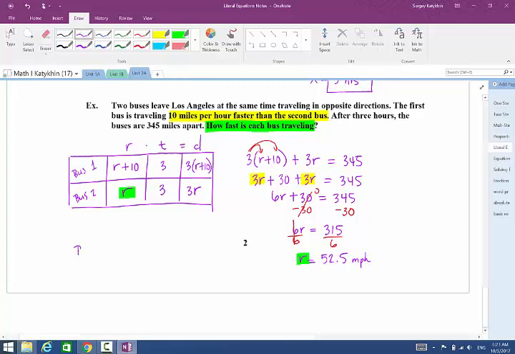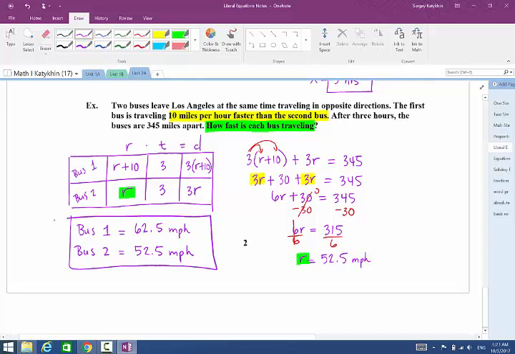So bus 2 is going 52.5 miles per hour. However, bus 1, remember from the problem, is going 10 miles faster. Well, 52.5 plus 10 will actually be 62.5 miles per hour. So my answers should be bus 1 is going 62.5 miles per hour, and bus 2 is going 52.5 miles per hour.